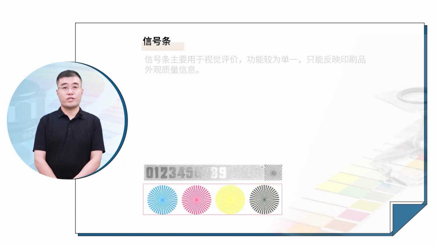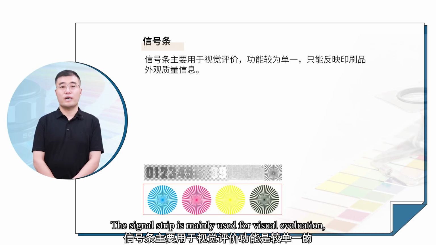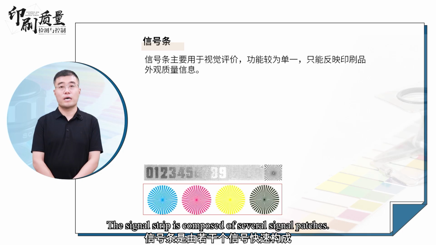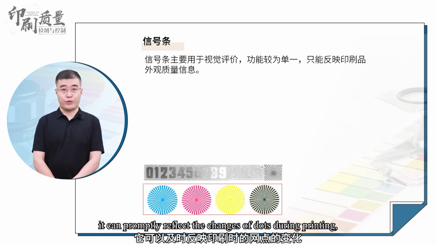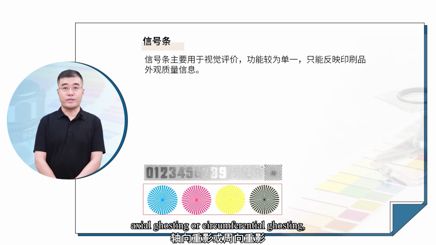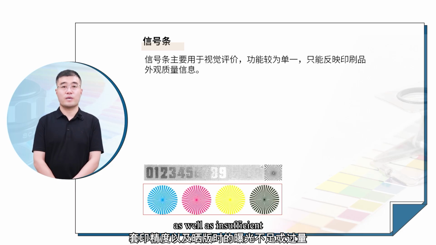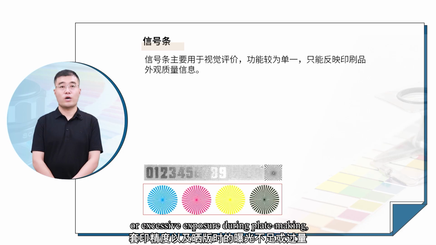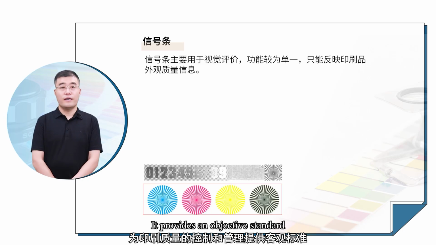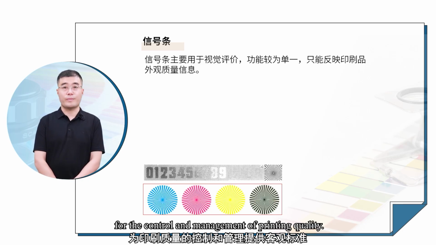1. Signal strip. The signal strip is mainly used for visual evaluation, and its function is relatively single. It can only reflect the appearance quality information of printed matter. The signal strip is composed of several signal patches. At the same time, it can promptly reflect the changes of dots during printing, such as enlargement and reduction, axial ghosting or circumferential ghosting, registration accuracy, as well as insufficient or excessive exposure during plate making, the resolution of the printing plate, etc. It provides an objective standard for the control and management of printing quality.